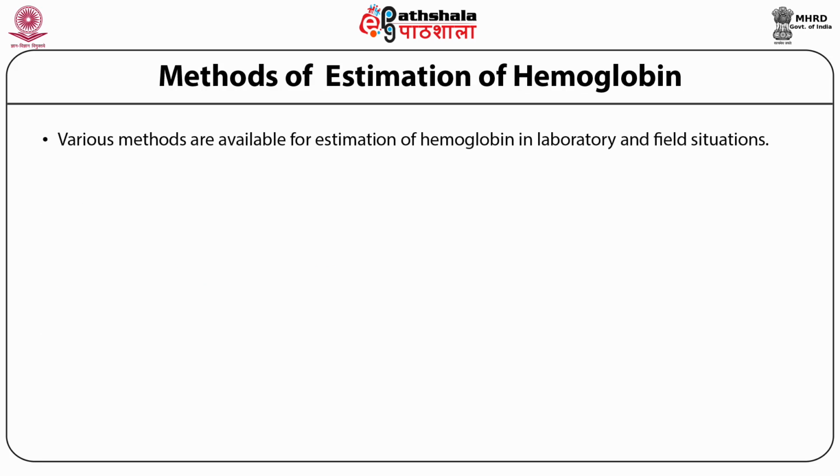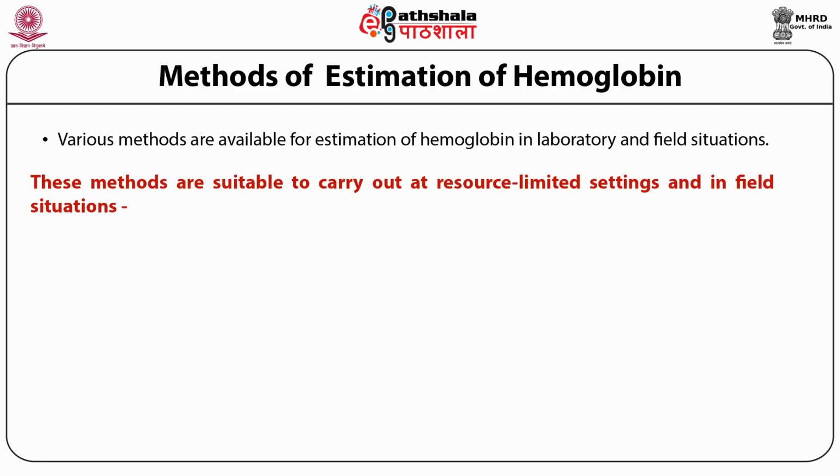The methods of estimation of hemoglobin. Various methods are available for estimation of hemoglobin in the laboratory and the field situation. Many of them are now obsolete with the availability of newer and more accurate test protocols. In this module, we have discussed 5 protocols in detail. These methods are suitable to carry out in resource limited settings and in field situations.